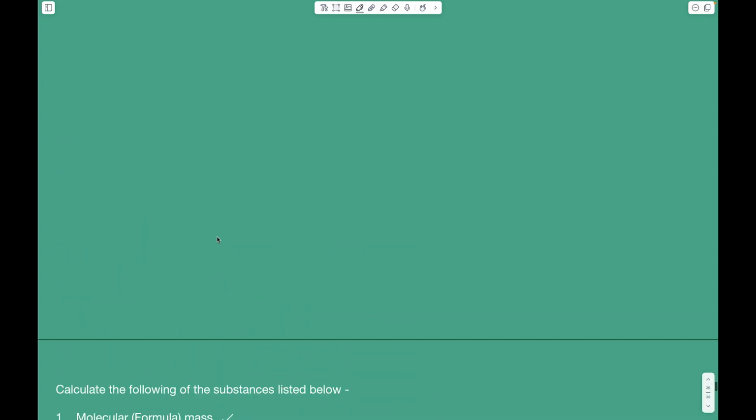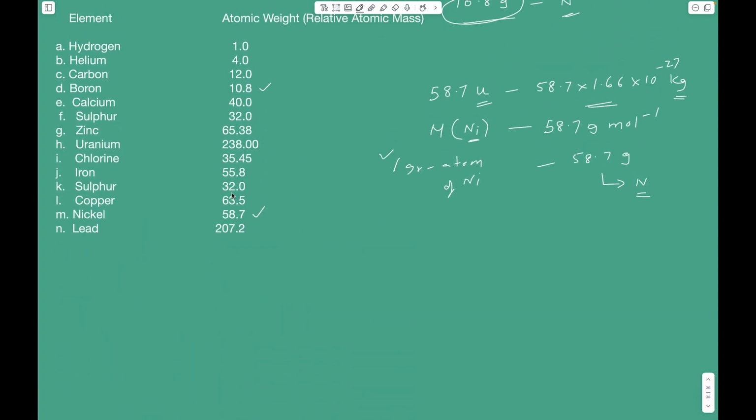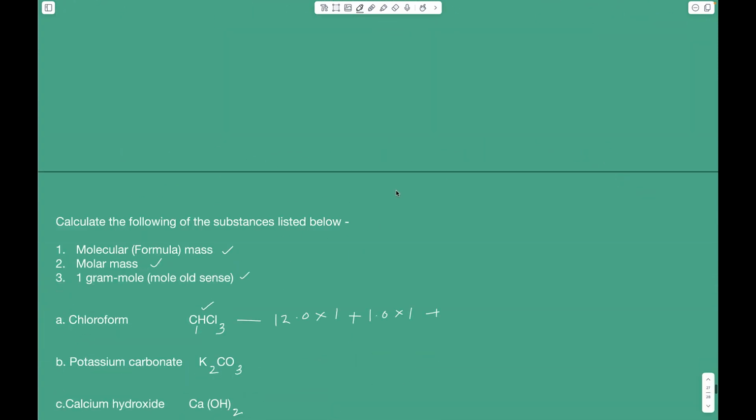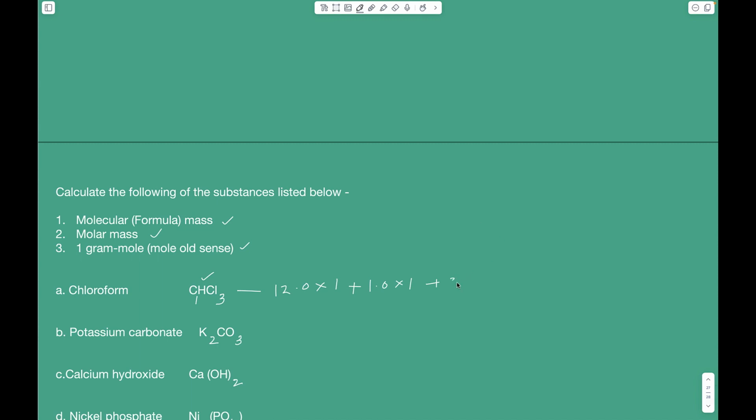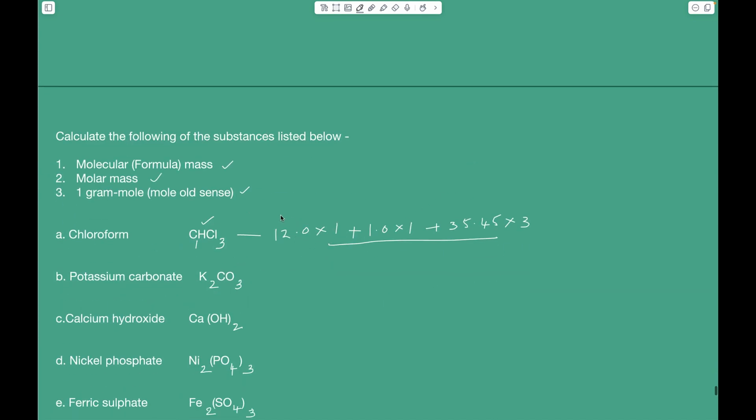And the approximate atomic weight of chlorine is 35.45, and the subscript of chlorine in this formula is 3. So if you add up these three products, you will get the molecular weight of chloroform. Now let us simplify this expression. This expression has three terms, and each term is a product of two values.